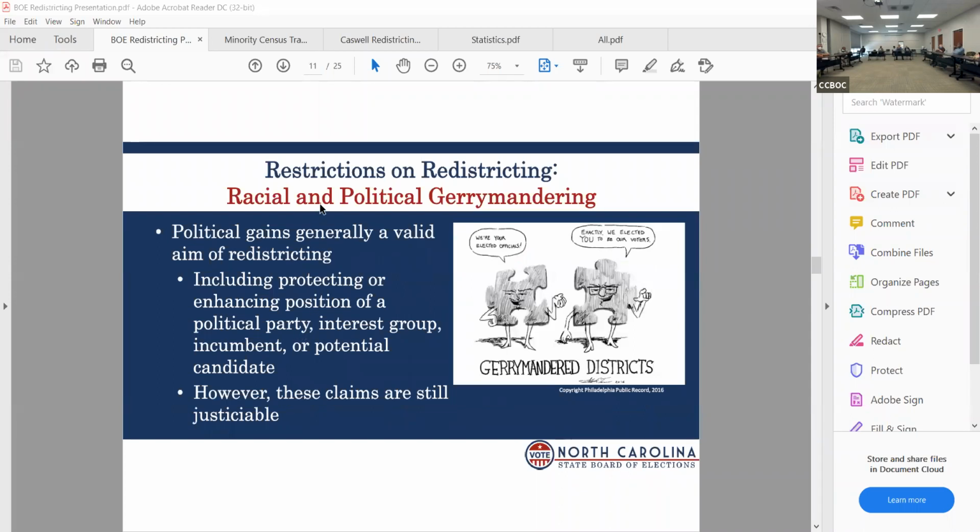So, racial and political gerrymandering. Political gains are generally a valid aim of redistricting, or protecting or enhancing a position of a political party, interest group, incumbent, or potential candidate. However, these claims are still justiciable. And I think that is about as far as we need to go with that specific presentation. I want to now share a different screen.